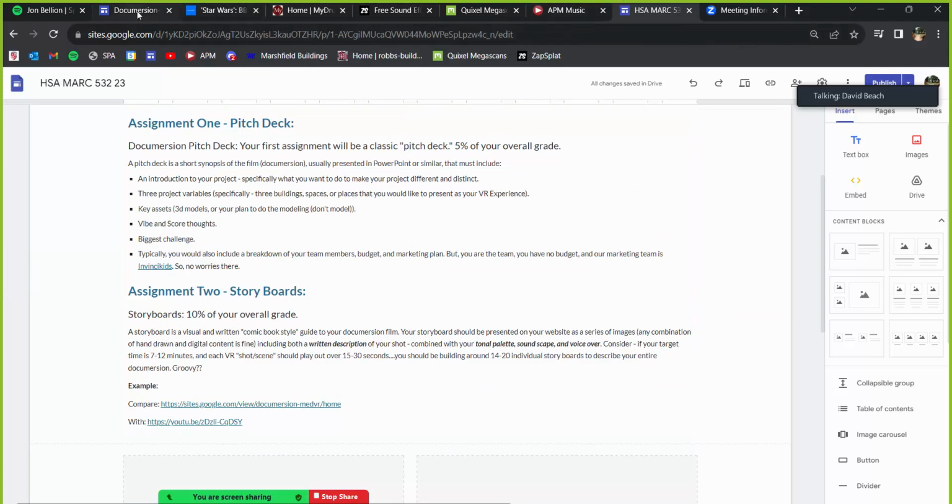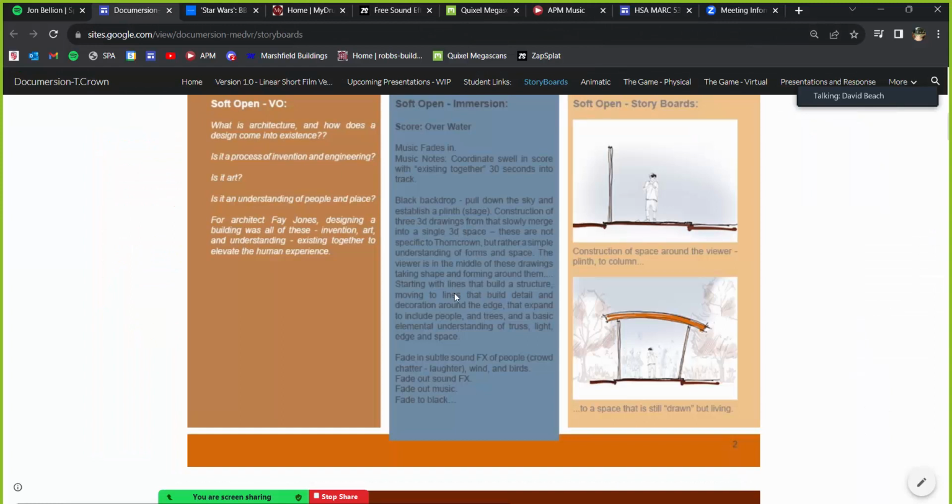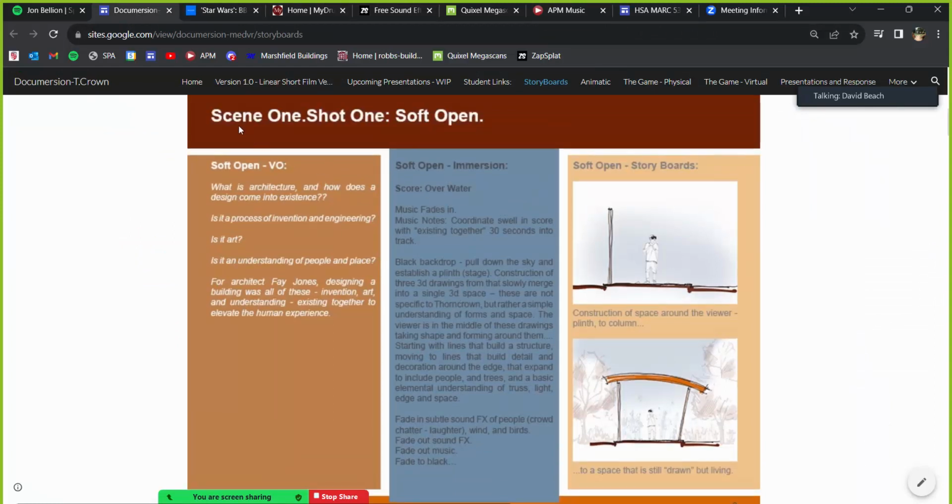Let's continue on with this piece. This is scene 1, shot 1, soft opening. Pretty much everybody should begin with something that resembles a soft opening. Unlike a James Bond film, which throws you into an action sequence, if you do that in VR, unless you have seasoned VR professionals watching, you are going to make somebody throw up, period.